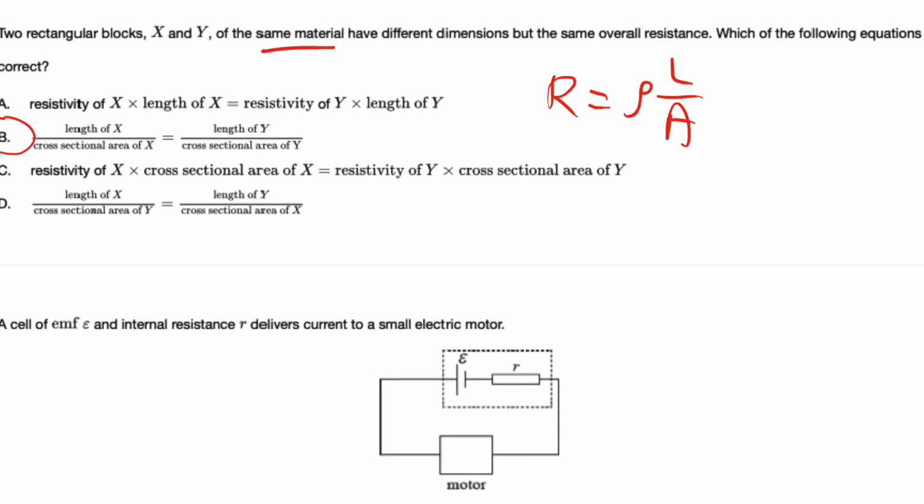C says resistivity times cross-sectional area of X is equal to resistivity times cross-sectional area of Y. This is not correct. D, length of X over cross-sectional area of Y is equal to length of Y over cross-sectional area of X. This is also wrong.